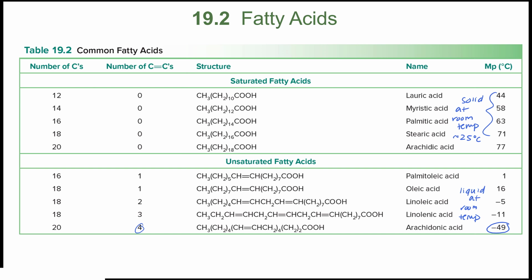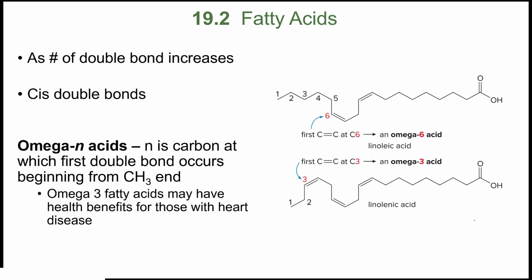So if you think of vegetable oil, that's going to be an unsaturated fatty acid, and that is liquid at room temperature, versus something like butter, which is mostly made of saturated fatty acids, and that tends to be solid at room temperature. As the number of double bonds increases, our melting point decreases. And in a fatty acid, when you have cis double bonds, these do not pack well. So the more carbon-carbon double bonds you have, the lower your melting point.